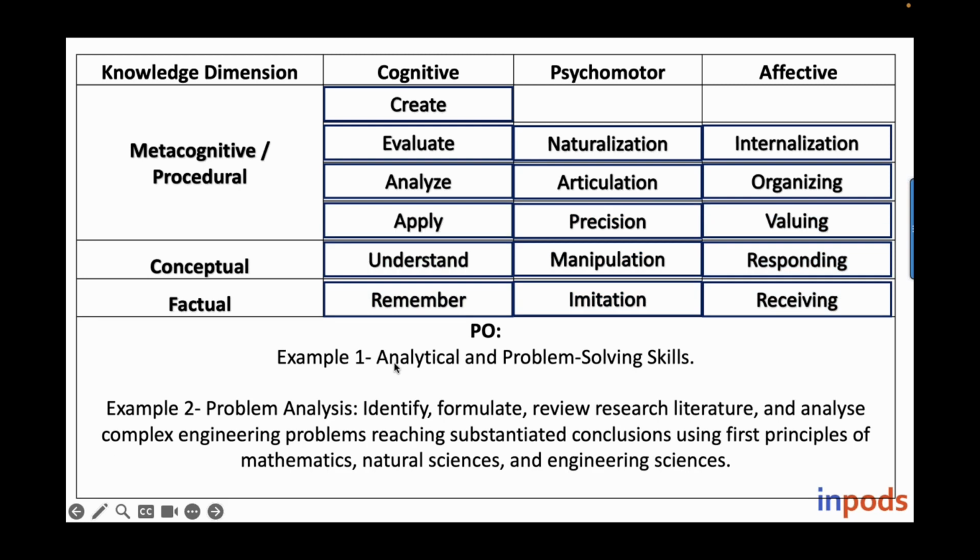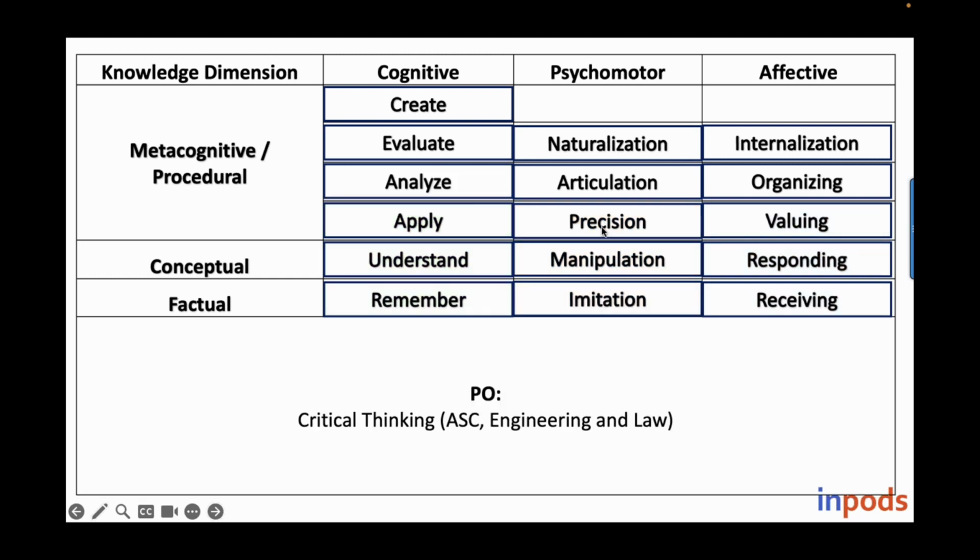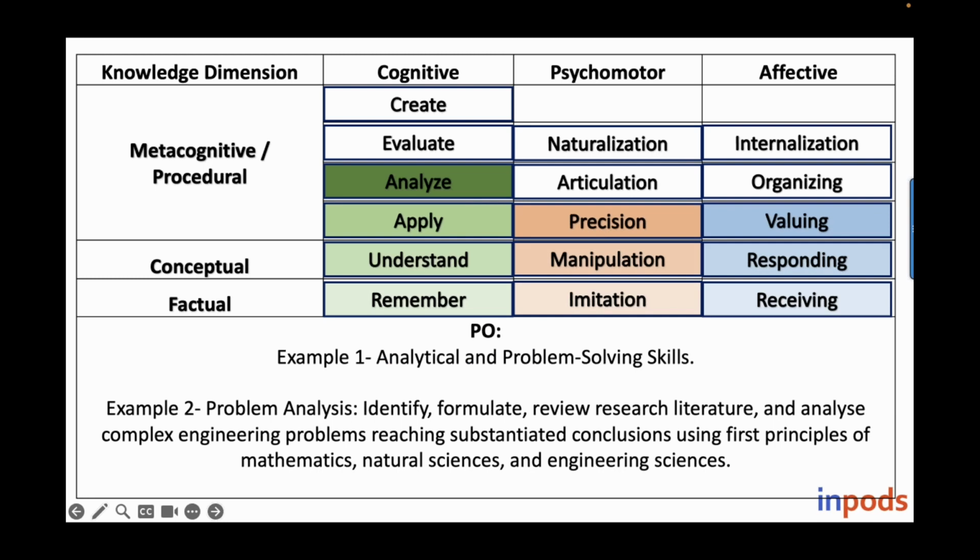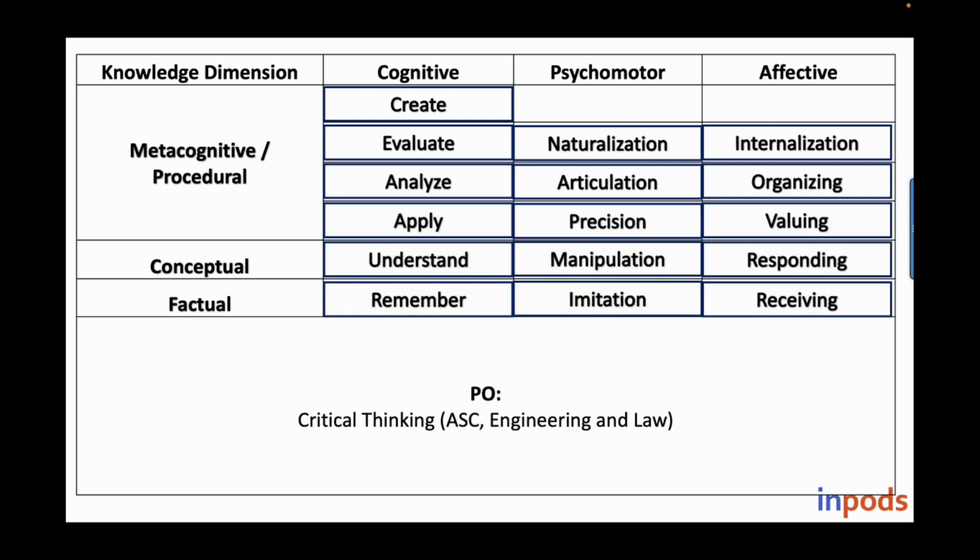Another example could be analytical problem solving skill. This has to have a much higher level of cognition, and problem analysis is another example here. So naturally, you will have to go one level up here. Otherwise, this program outcome cannot be achieved. Here in this case, you may still want to be at precision level, and here you still want to be at valuing level, but your cognitive level has gone up here, and accordingly you have to design those learning experiences and learning attitude towards it.